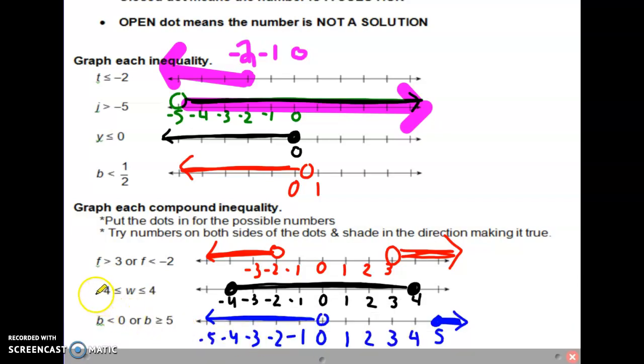If I have -4 is less than a number and this number is less than 4, I'm going to have a closed dot at -4. -4 is less than the number, so -4 is less than -3 and less than -2 and less than -1. We also know the number is less than -4, so we're going to have a closed less than or equal, closed dot at -4, shaded right here.